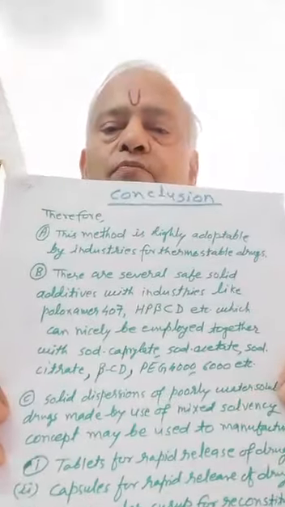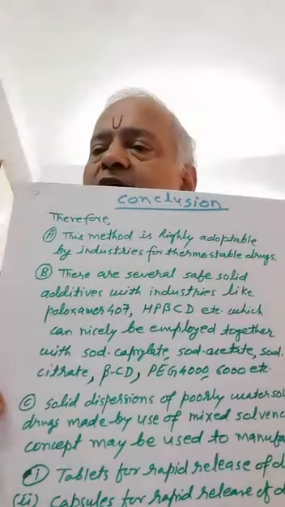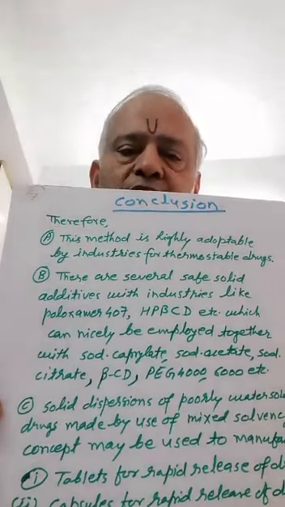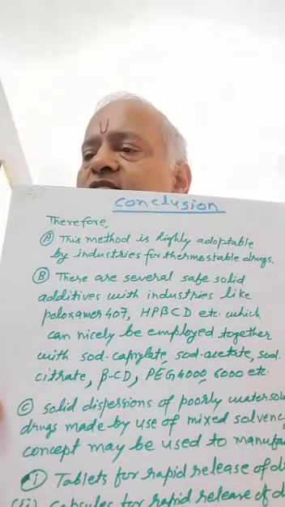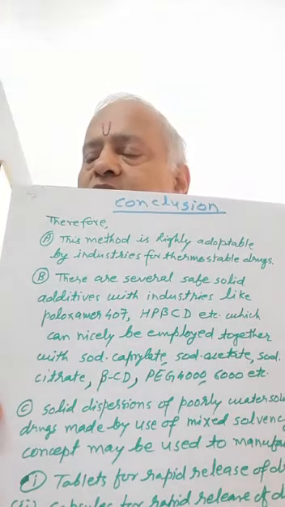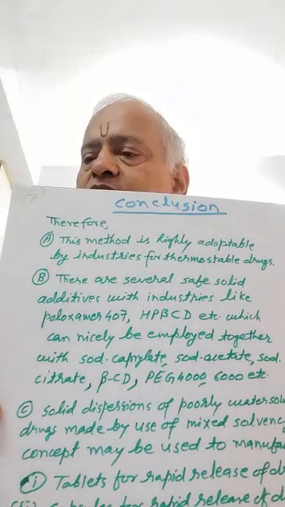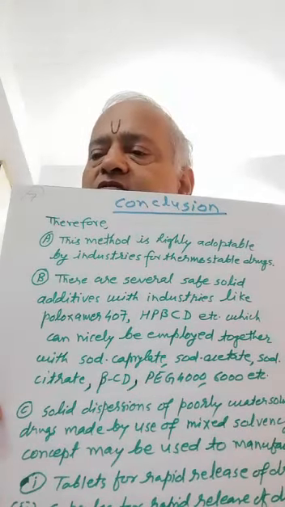Okay, now here is the conclusion: what can we do by use of mixed solvency concept in solid dispersion preparation? Number one, this method is highly adaptable by industries for thermostable drugs. Number two, there are several safe solid additives with industries like Poloxamer 407, HP beta cyclodextrin, etc., which can nicely be employed together with sodium caprylate, sodium acetate, sodium citrate, beta cyclodextrin, PEG 4000, PEG 6000, etc.